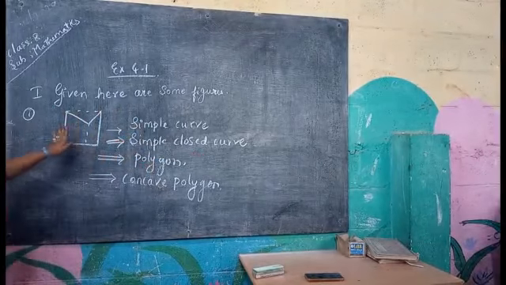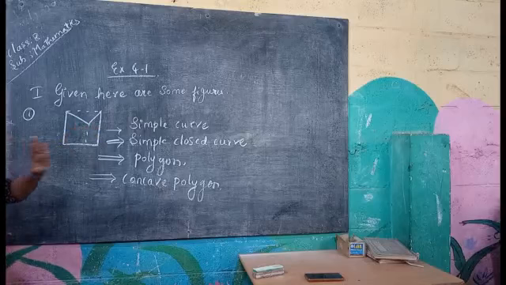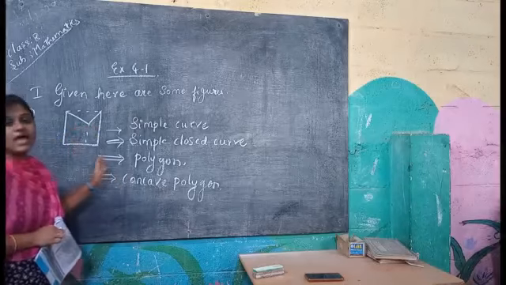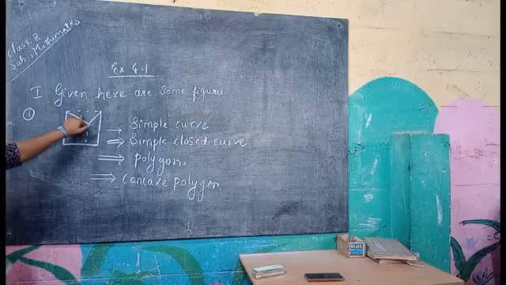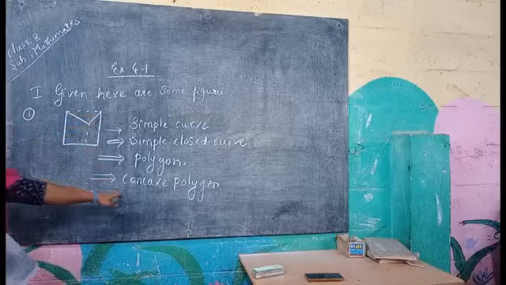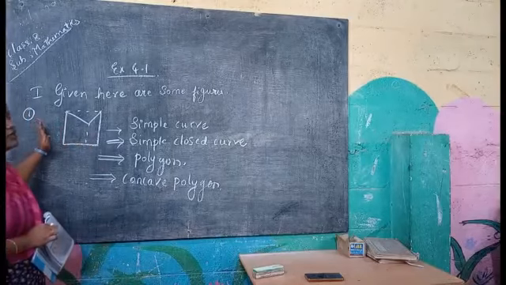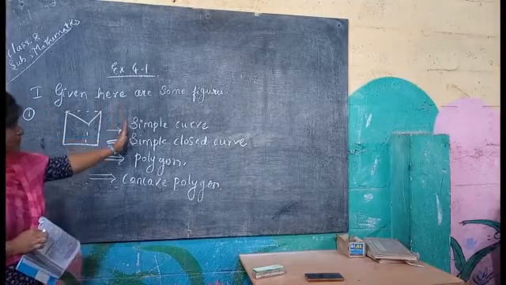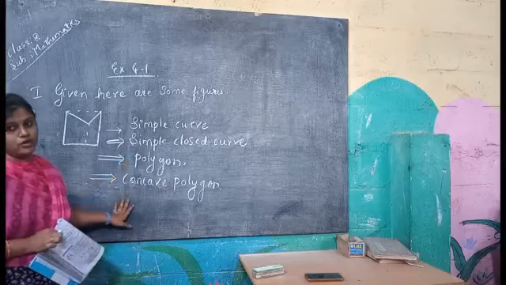And the next one is a polygon. It is a polygon with how many sides? 1, 2, 3, 4, 5 sides. It is a pentagon. Next, it is a concave polygon because the diagonals are outside the figure. The points join outside the figure, so it is a concave polygon. The first one includes all these things: simple curve, simple closed curve, polygon, concave polygon.